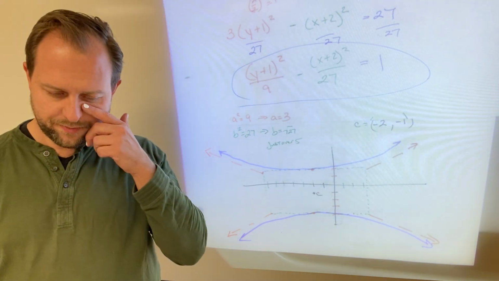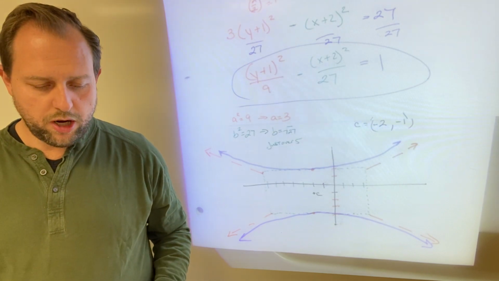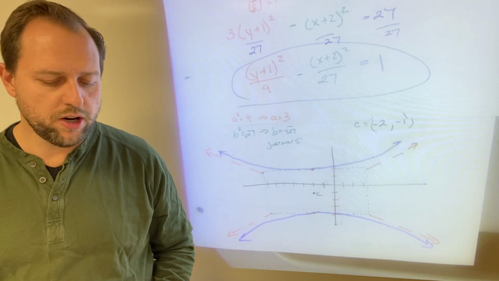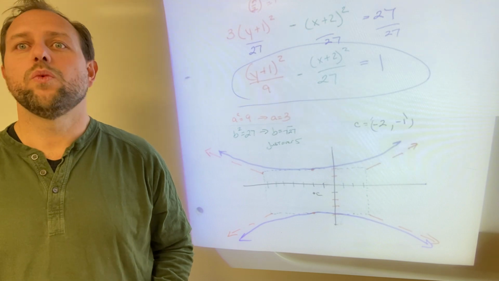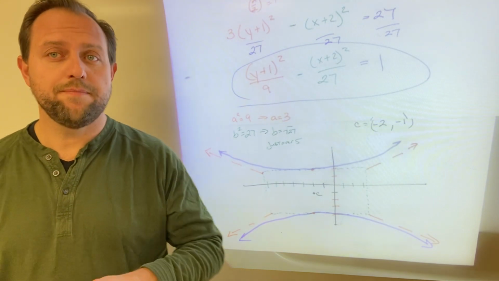Okay, that's it for today. Next time we will talk about how to come up with the equation with different given information, and we're going to talk about how to identify which of the 4 conic sections something is without going through all the hassle of putting it into standard form. Okay, I'll see you next time.